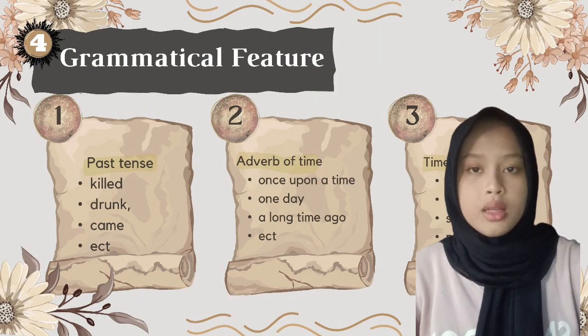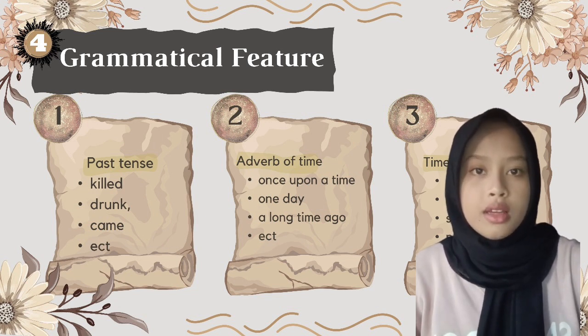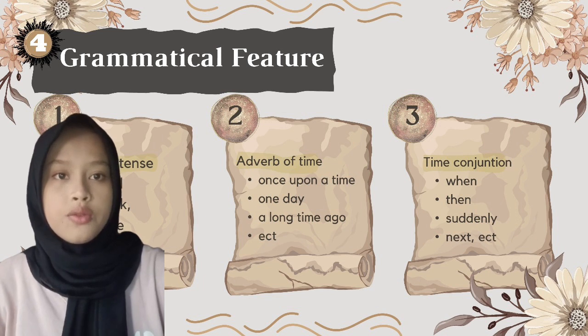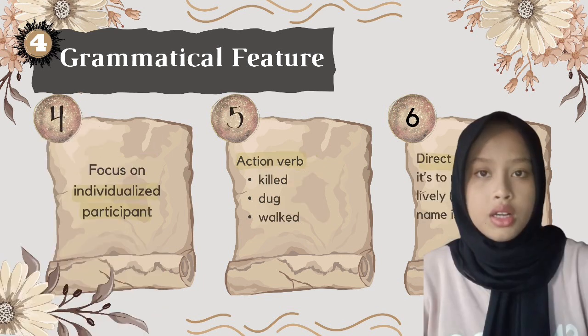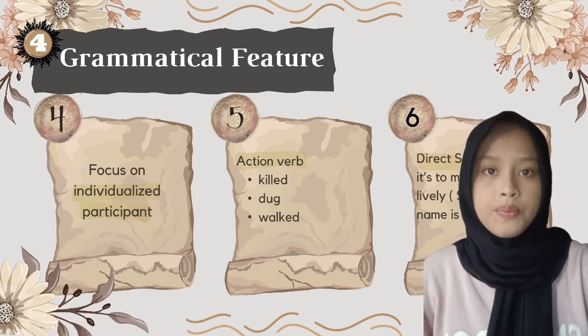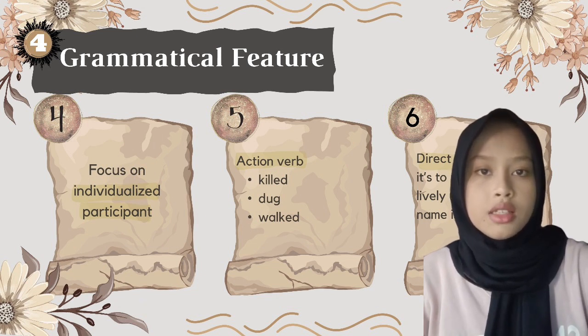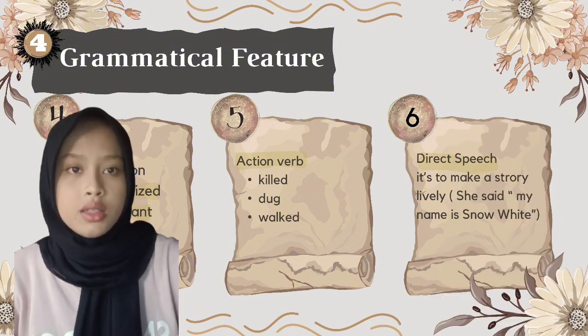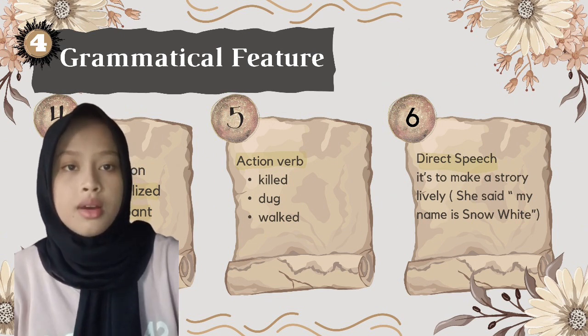Grammatical features. Number 1, past tense. Example: killed, drank, came. Number 2, adverb of time. Example: once upon a time, one day, a long time ago. Number 3, time conjunction. Example of words: when, then, suddenly, next. Number 4, focus on individualized participants. Number 5, action verbs. Example of words: kill, duck, walk. Number 6, direct speech is to make a story lively. Example: she said, "My name is Snow White."